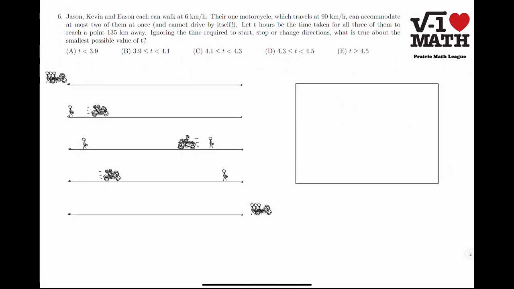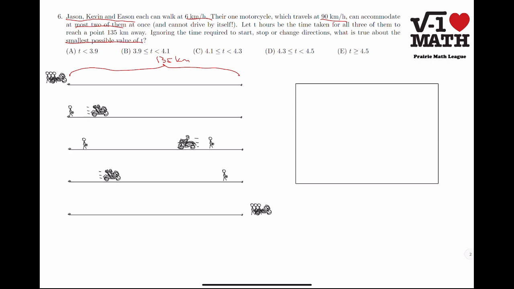Okay, for problem number 6, we have 3 people, Jason, Kevin, and Ethan, and each can walk at 6 kilometers per hour, but they also have a motorcycle which can go at 90 kilometers per hour. But this can only hold at most 2 of them at once. Let t be the time taken for all 3 of them to reach a point 135 kilometers away. So this distance is 135 kilometers. Ignoring the time required to start, stop, or change directions, what is true about the smallest possible value of t?